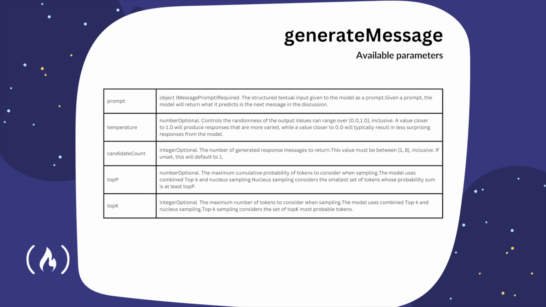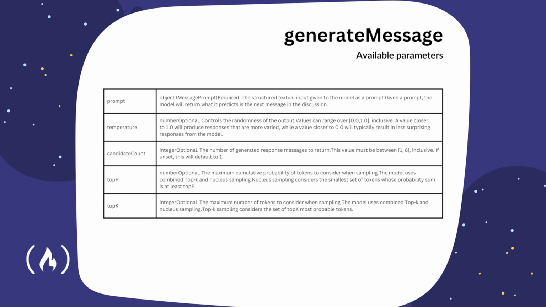On this occasion, we can have a temperature. So again, setting 0 to be less random and 1 to be essentially more random or more creative. We can also have a candidate count, and this can return multiple responses. You can set the candidate count to be 1, for example, and actually as a default, it is 1, or you can choose a value between 1 and 8.